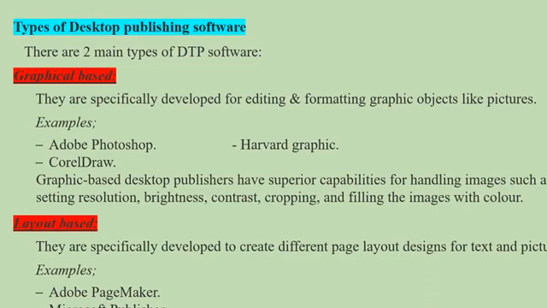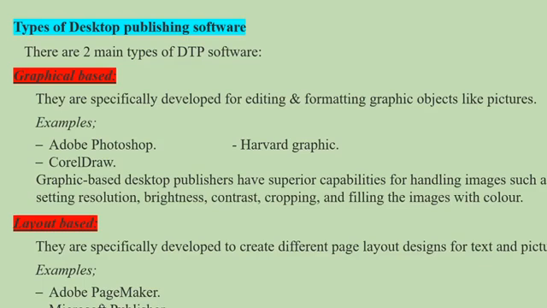That is, there are two main types of DTP software. We classify desktop publishing software into two broader groups. Group number one, we call it graphical based DTP. Group number two, we call it layout based DTP. And therefore, graphical based DTP are specifically developed for editing and formatting graphical objects like pictures.